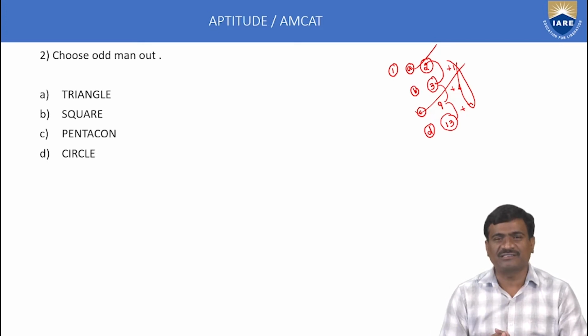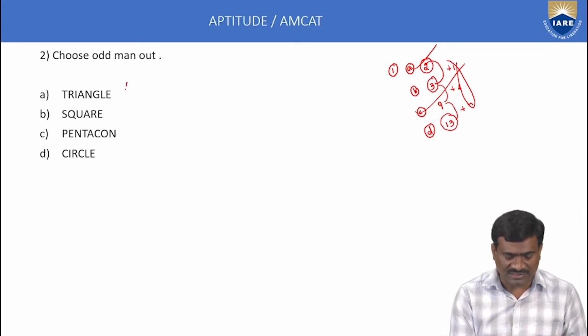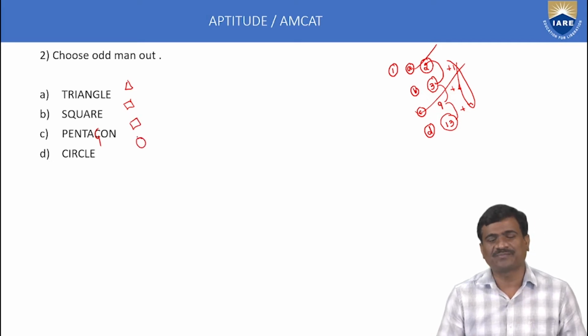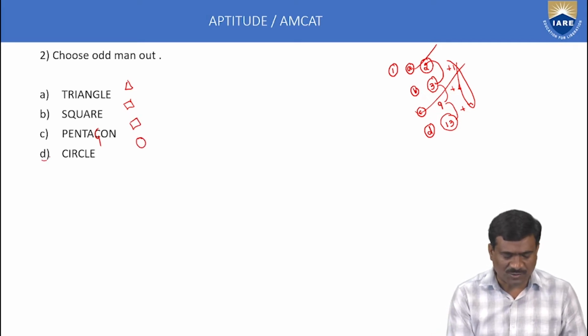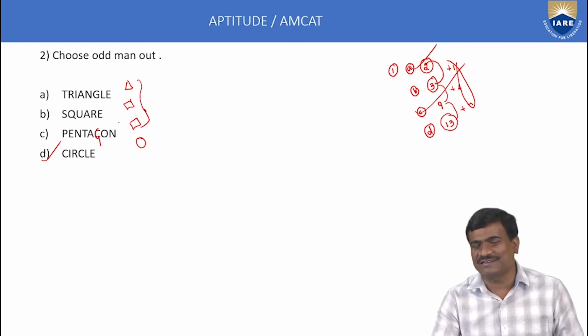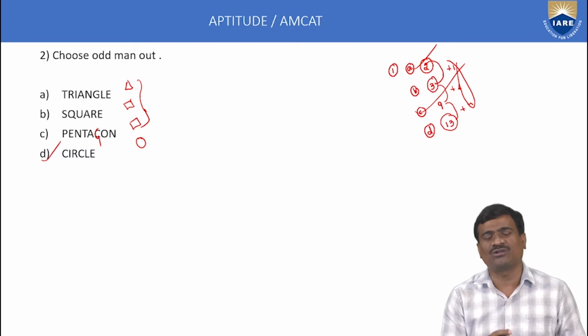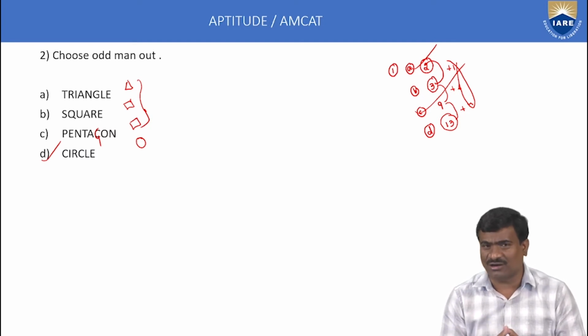But in the second example, a triangle means 3 sides, a square means 4 sides, a pentagon means 5 sides, and a circle has no sides. So option D is the only answer. The remaining 3 options contain sides, but this has no side. That is called odd man out. That is called the different option.